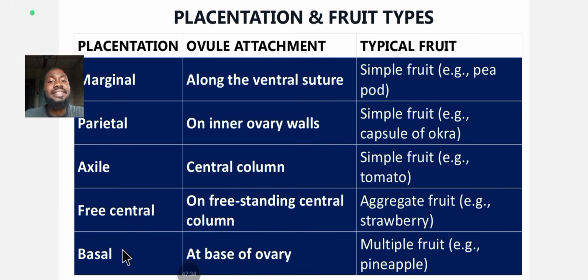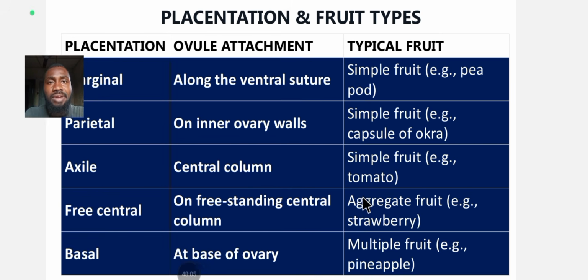All right, let's look at the final placentation, which completes the five, basal placentation. In basal placentation, the ovule is attached at the base of the ovary. That's why it's called basal. It is at the bottom, that's where the ovule is attached. Such placentation is seen in multiple fruits, for example, pineapple.